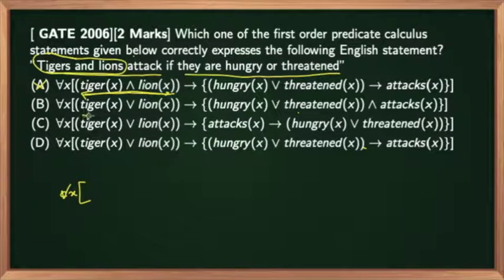Now, for all tiger of x or lion of x, once you have all x, you should have implies, right? So if you see all choices, we have implies. Now, what we are saying, if they are hungry or threatened, then they will attack, right? So we have a statement just after the if that says hungry or threatened, then that means implies attacks, right? So that means this choice is wrong. This choice is wrong. So the correct option should be D. It says it's a tiger or lion, and if it's hungry or threatened, then it will attack, right? So answer should be D.